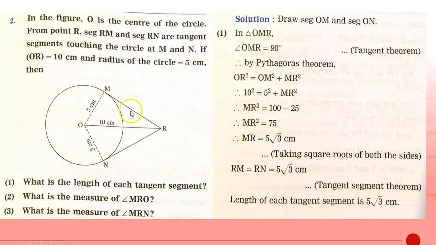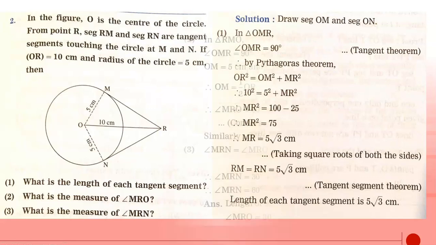Now, MR I can also write as RM. RM is equal to RN. Now this is tangent segment theorem. So both my tangent segments are equal to 5 root 3 centimeters.